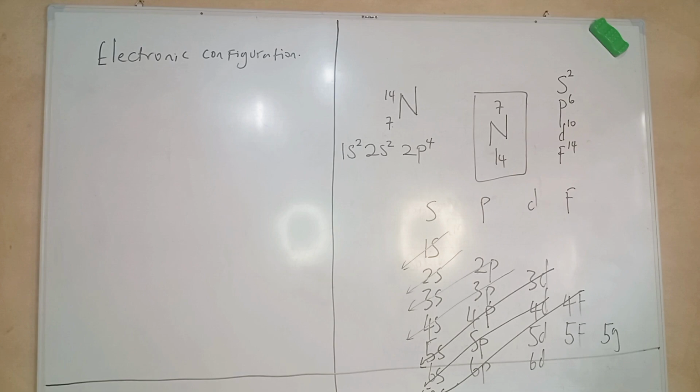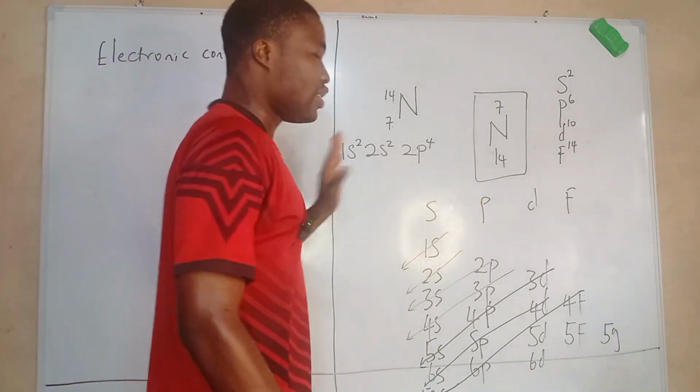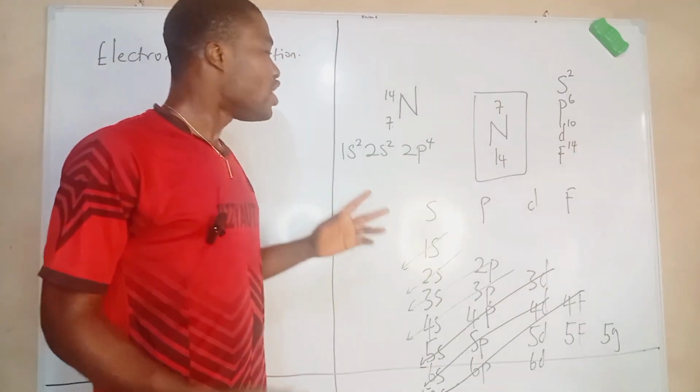In this class, I'm going to show you how we fit those electrons into subshells, and if possible, orbitals. We'll do the orbitals for sure in the next video. This is the subshell configuration of the nitrogen atom, the simple electronic configuration. Now let's take another atom.